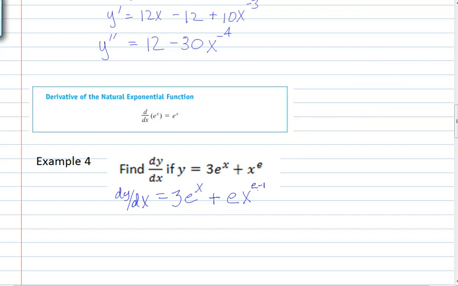E, remember, is a number just like pi is a number. That's an e, 2.718281728. Pi, 3.14, don't need any more.